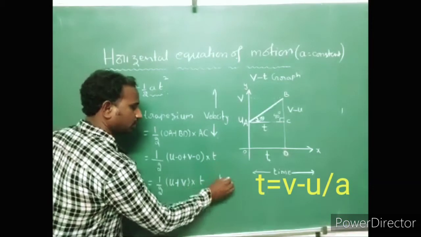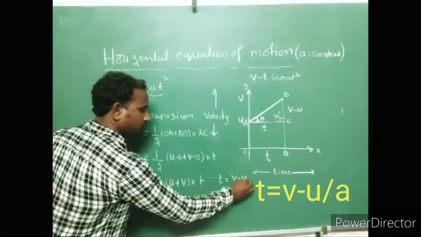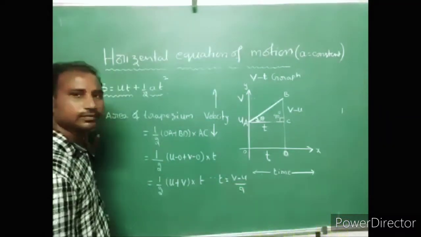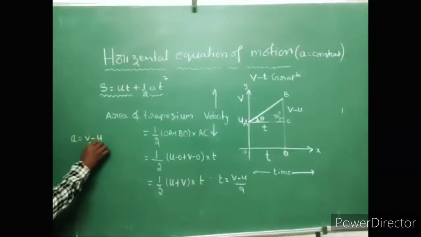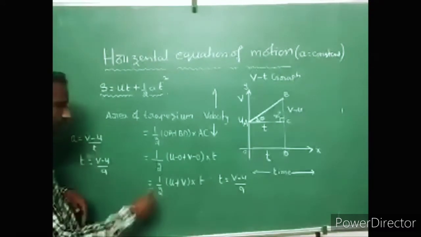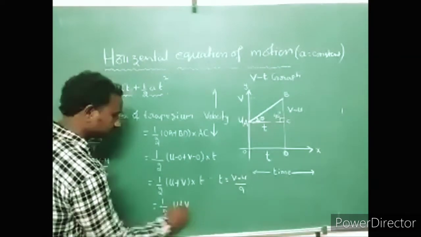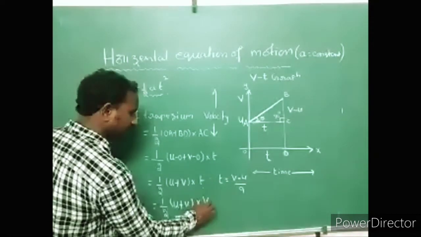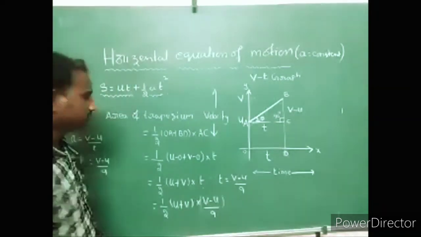But here we can find the T value. T equals V minus U divided by A. The formula for acceleration is A equal to V minus U divided by T, so T equals V minus U by A. Substitute here: 1/2 into (U plus V) into T, where T equals V minus U divided by A. Now simplify.